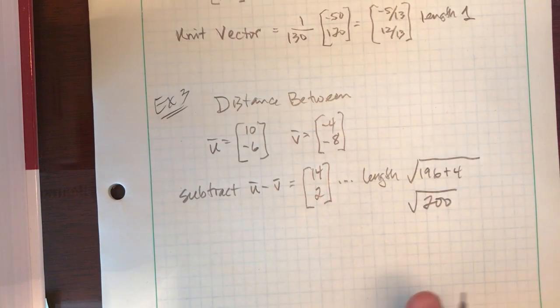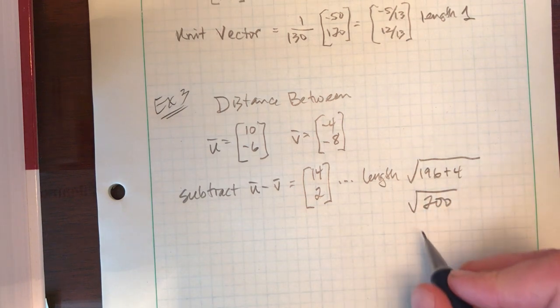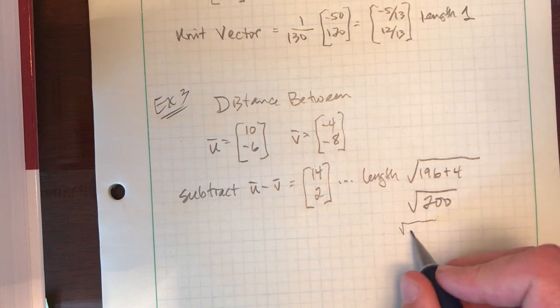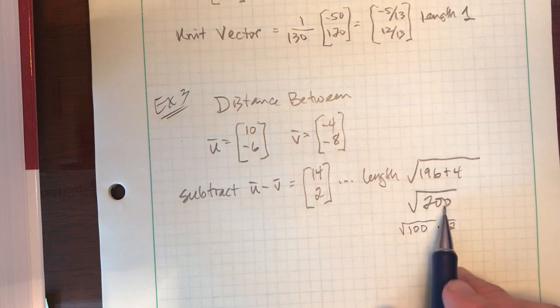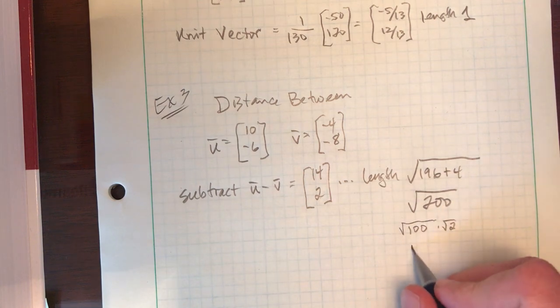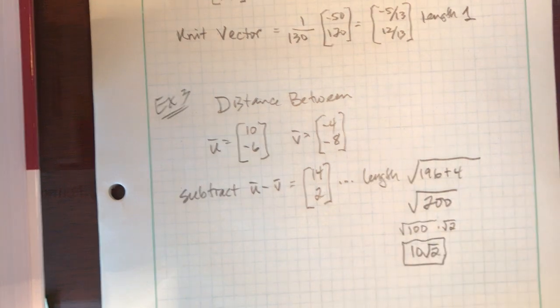And there it is. Just a quick reminder, in your online homework, you may be asked to give the exact radical form of this, so don't forget how to break up a radical into its final move. So if I break that into 100 times 2, the final best looking answer is 10 root 2. All right.